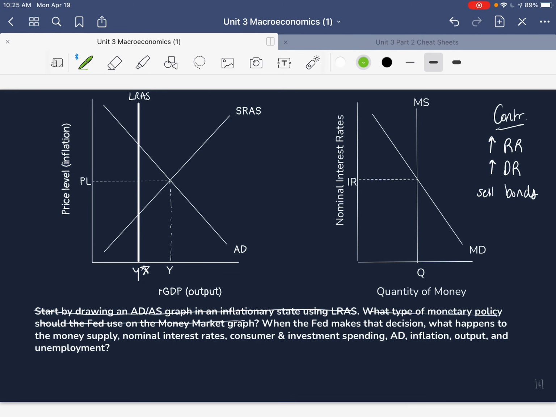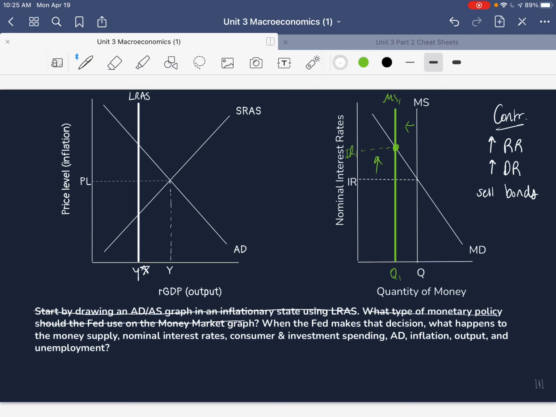Let's actually graph it. So we're contracting the economy. We're shifting it to the left. Oh, I keep forgetting. Here we go. Left. And we call it MS1. Give it an arrow. Find that new equilibrium, and that's IR1, and it looks like interest rates went up. So now when the Fed makes that decision, what happens to the money supply, nominal interest rates, consumer and investment spending, AD, inflation, output? Oh my gosh, it's so much, okay?